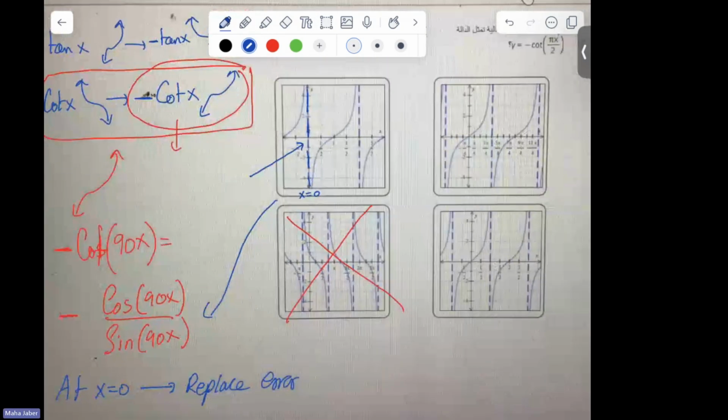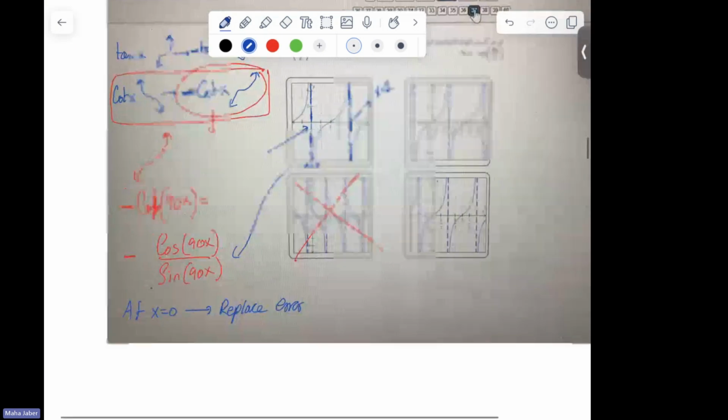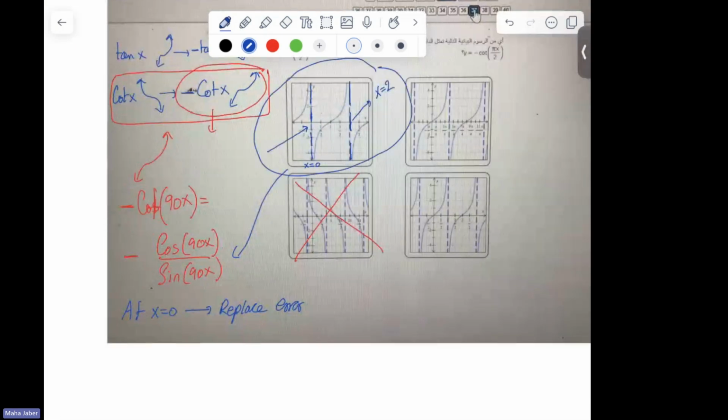Okay, let's take this one. Here's 1. I think it's x equal to pi. Let's try x equal to pi. Most likely the answer is A because it's the only one with a vertical asymptote x equals 0. But to make it clearer, at x equal to pi, you have minus cosine 180 over sine 180. Your calculator will say error. Thus the answer was A.